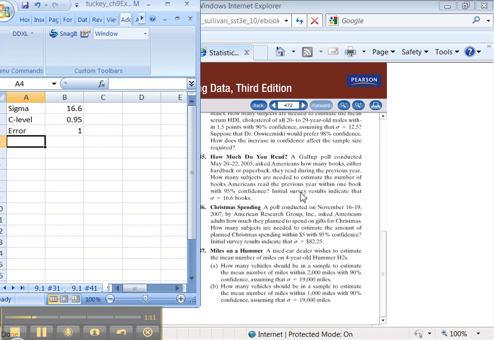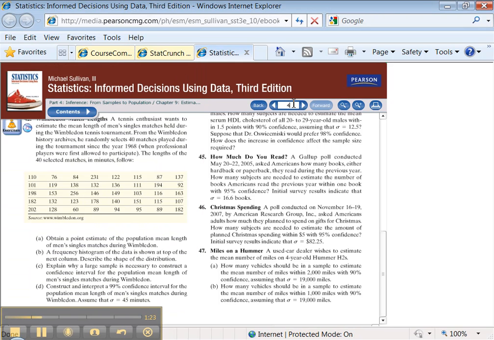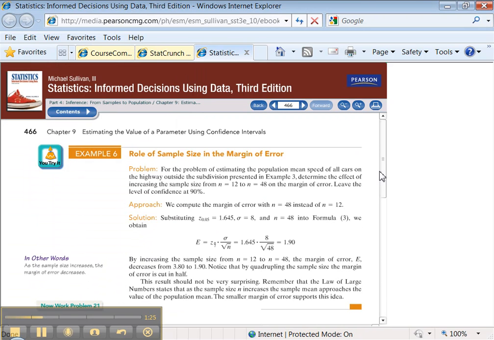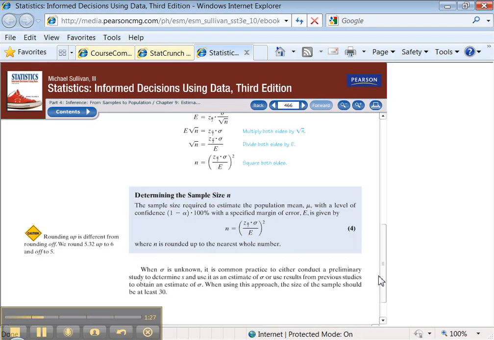When you see the word within, that means how much give or take. Give or take is your error. So it's kind of sneaky, but it's right in there, within one book. Those are the 3 pieces of information we're going to need. Let me go back and find the formula for you. I think it's at the bottom of, yep, I was right. Right here: N is equal to Z alpha over 2 times sigma over E, squared.